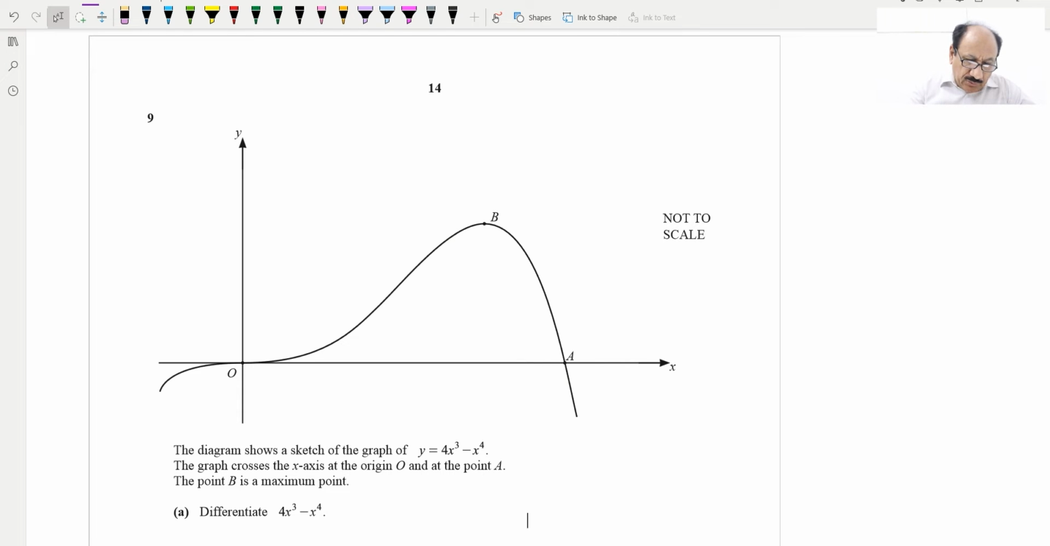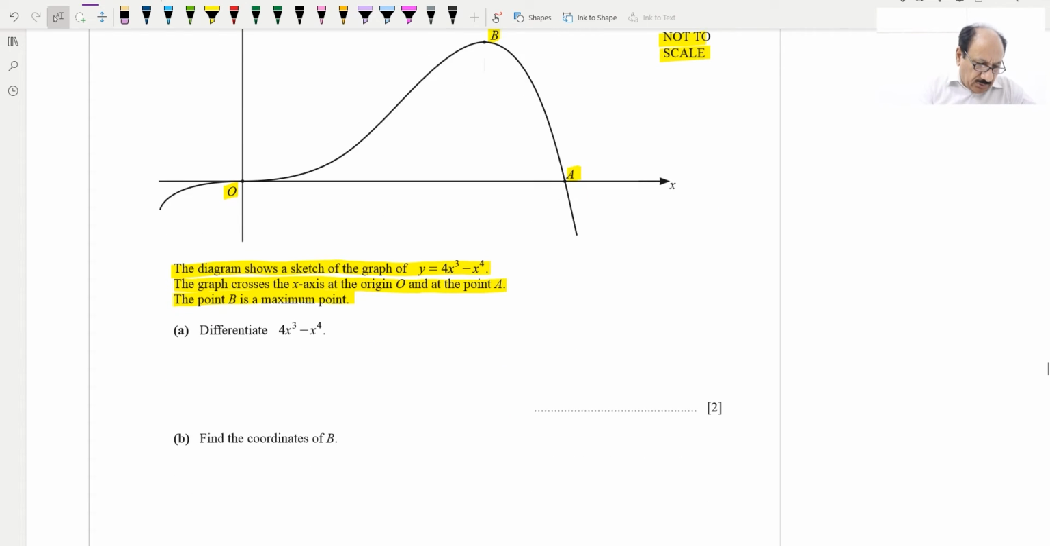So this diagram is provided, which is not to scale, and the question says the diagram shows a sketch of the graph y is equal to 4x cubed minus x⁴, and the graph crosses the x-axis at the origin O and at the point A. The point B is the maximum point. For part A we need to differentiate the given equation.